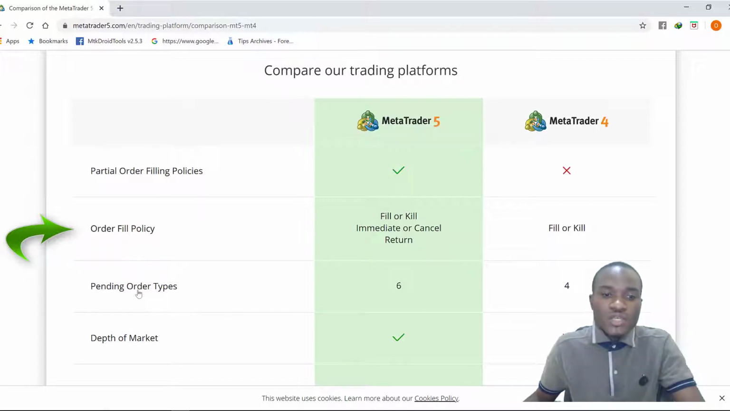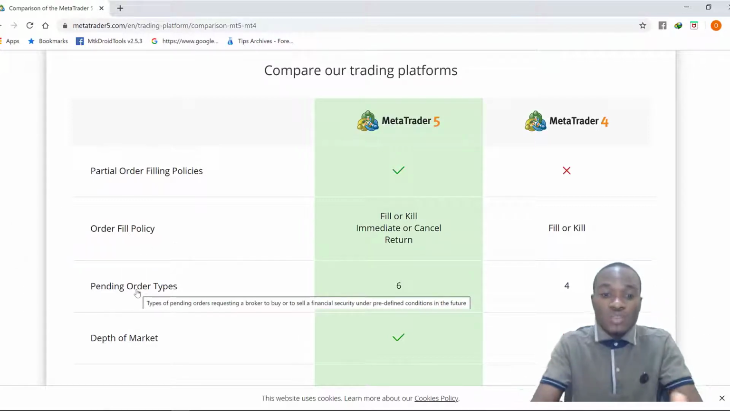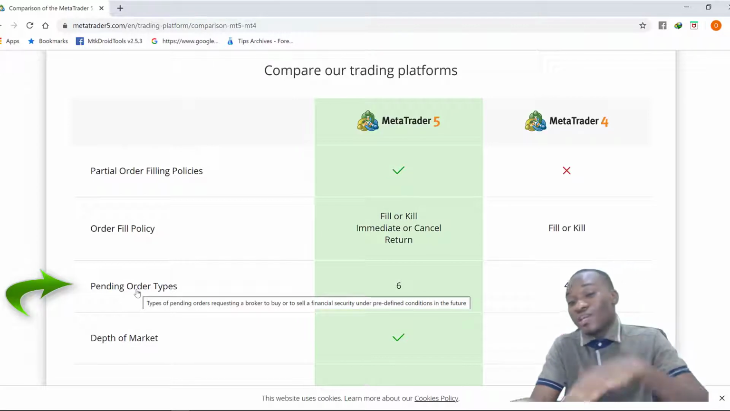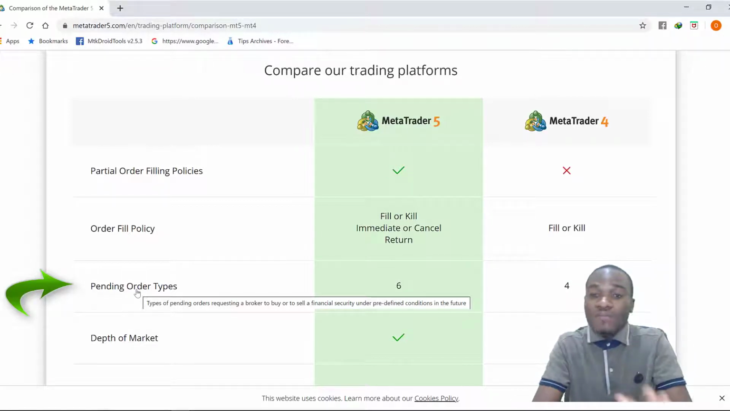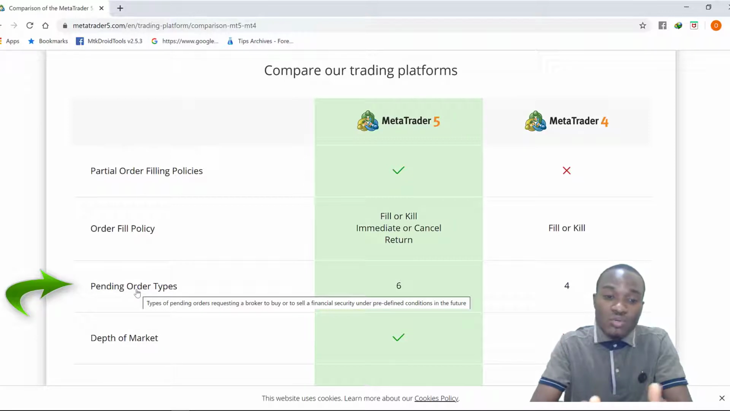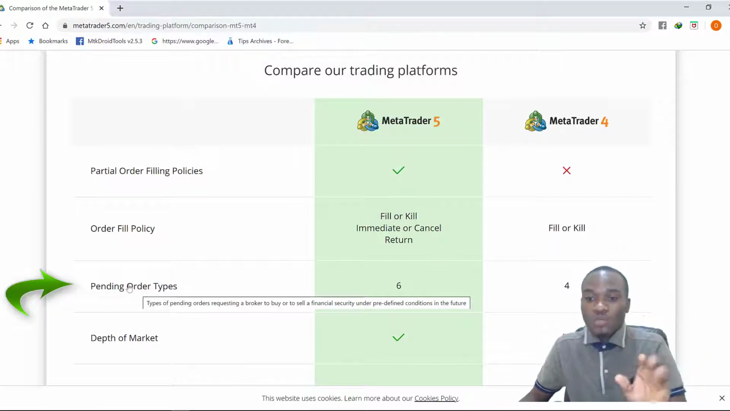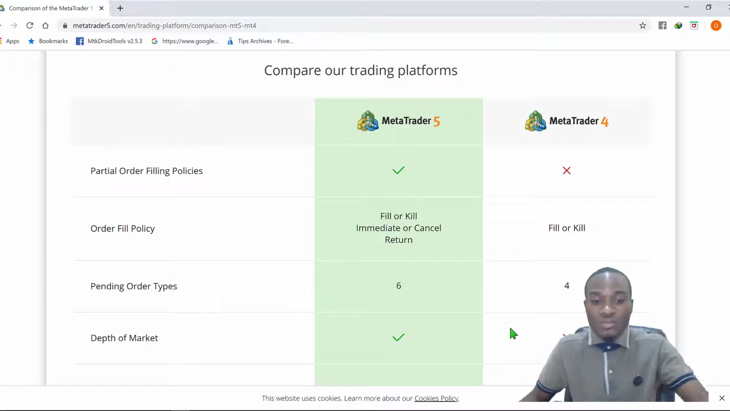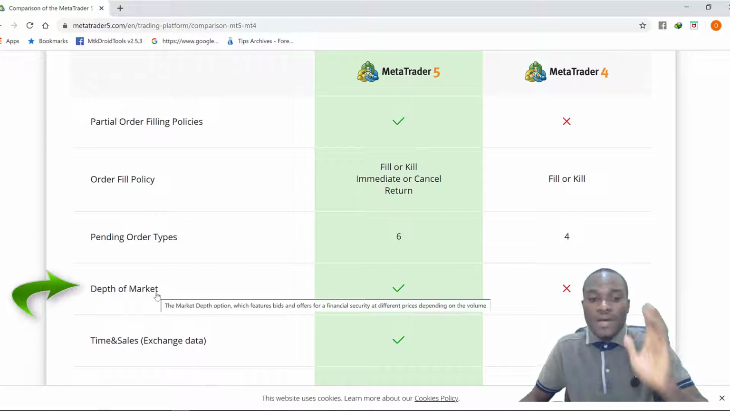And right here we have the pending orders, the types of pending orders, instructing the broker to buy or to sell a financial security under predefined conditions in the future. There are different kinds of market orders in the market. I have a video about this. If you want to learn more about market orders, you can check my playlist. Or maybe you want to use buy stop, sell stop, buy limit, sell limit, stop limit kinds of orders. On Metatrader 5 you have 6 options, whereas on Metatrader 4 you have just 4 order options.